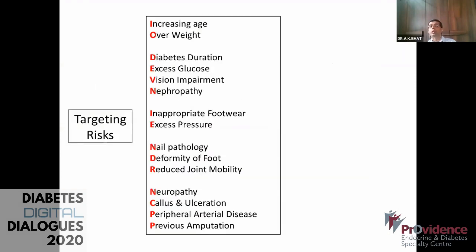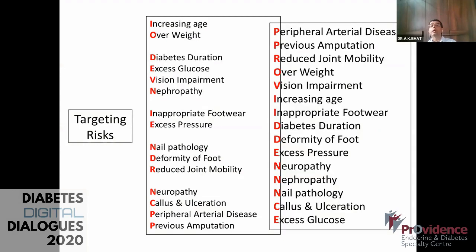So this is just a quick recap of all the risk factors involved in diabetic foot. And if you rearrange this, probably you will reach this mnemonic, and any coincidence to the first few letters coinciding with the organizers of this lovely conference is purely coincidental. But these are the risk factors which you have to identify and double up your efforts to prevent diabetic foot infections and ulcers in these patients.